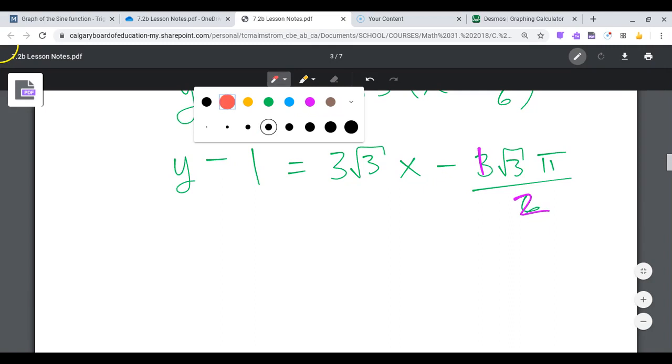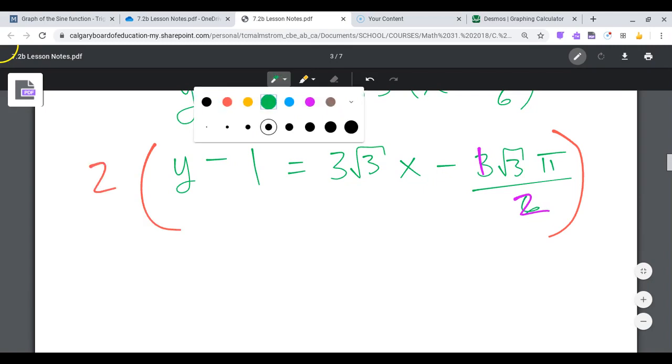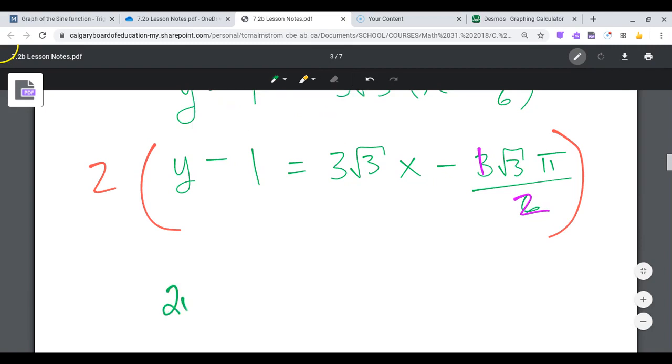And then I'm going to multiply all of this by 2 so that I can get rid of that denominator. So now I have 2y minus 2 is equal to 6 root 3x minus root 3 pi. Very ugly looking.